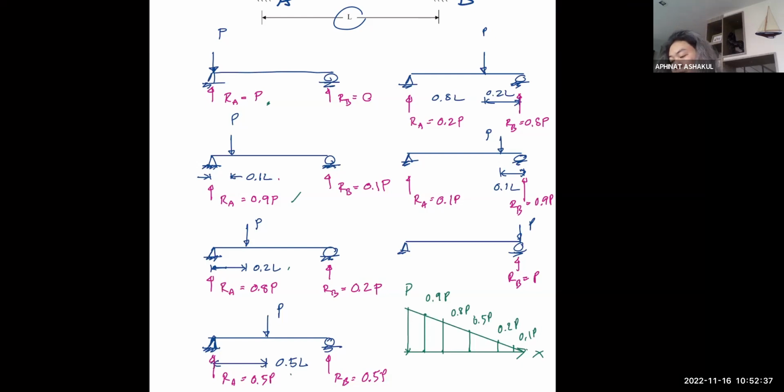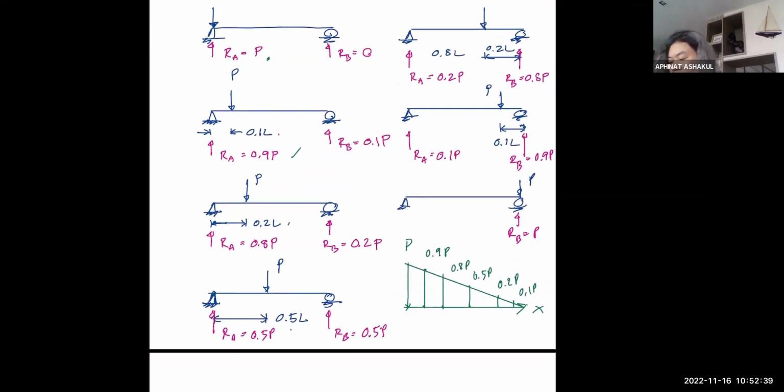Okay, it doesn't look that beautiful, but it should send the message across. So this becomes the graph that represents the magnitude of your reaction at A, when the load is at any location on your beam.